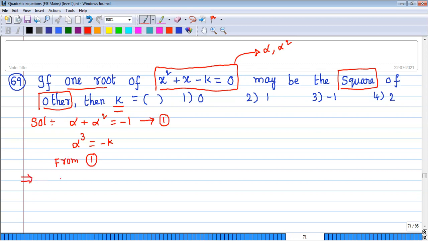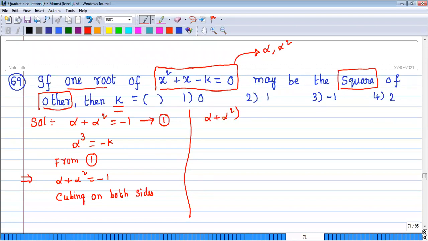see we have alpha plus alpha square equals to minus 1. Cubing on both sides, because we know the cube alpha cube here. So cubing on both sides, we get alpha plus alpha square whole cube equals to minus 1 whole cube. See, a plus b whole cube formula. What is a plus b whole cube formula? A plus b whole cube equals to a cube plus b cube plus 3ab times a plus b.